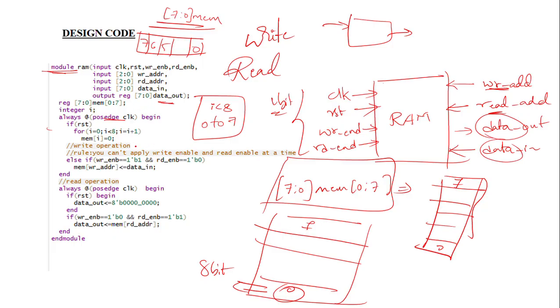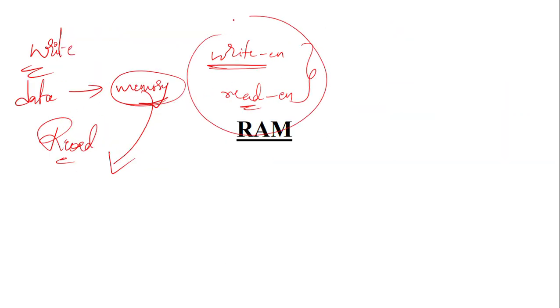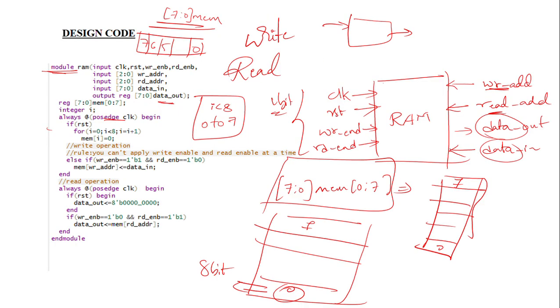So next, the write operation. What is the write operation? We already said you can't apply write enable and read enable at the same time. I already said that before. So you can't write and read at a time; only one of write enable and read enable will be high. So else, if it is not the reset case, else if write enable is equal to 1, it means the write operation is going to happen. So write enable is 1, read enable is 0.